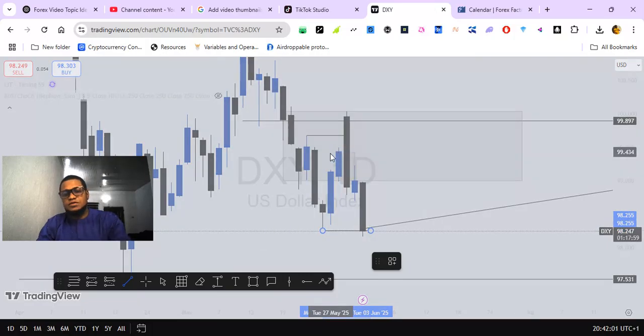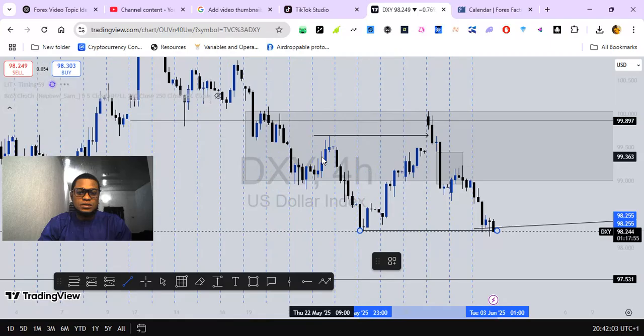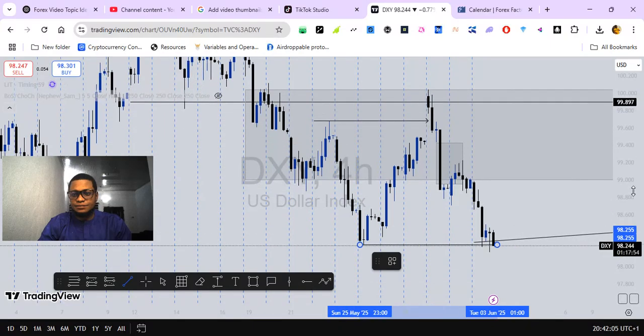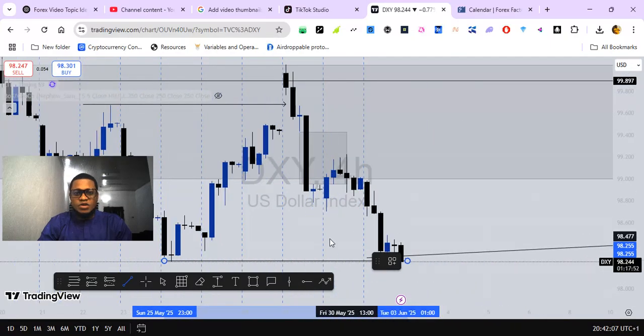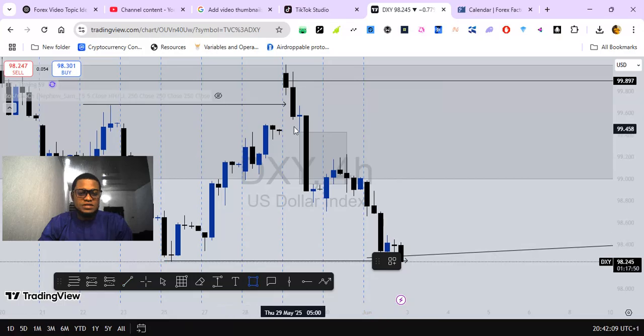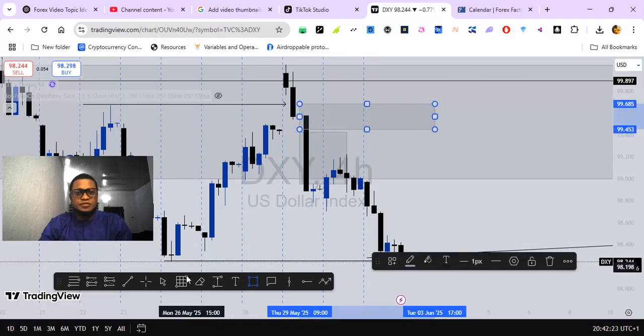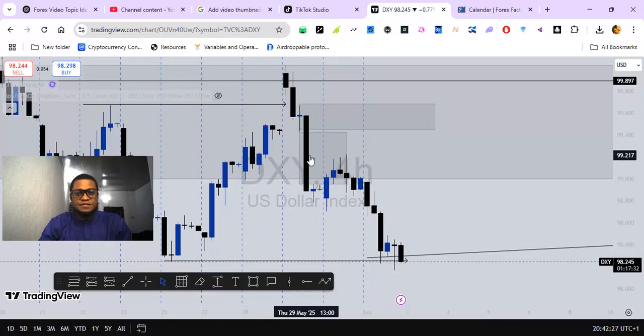So on the 4 hours I'm having this. So 4 hours is making it clearer now. On these 4 hours I'm concerned about this, which is another block that was violated, and it turns into a breaker block. And also I have this as confluence. You see this other block as confluence, and the other block also has a fair value gap.